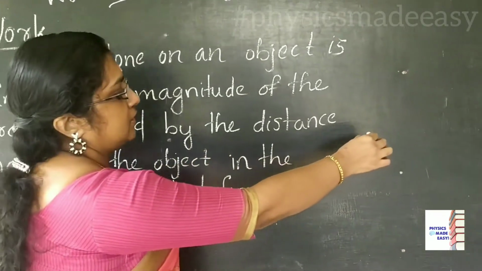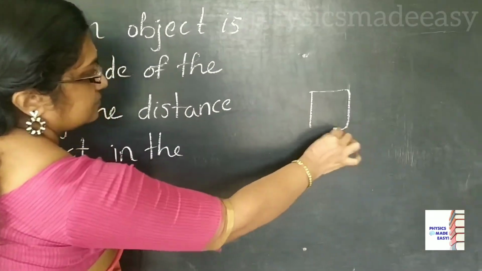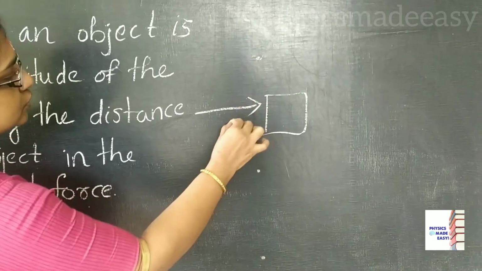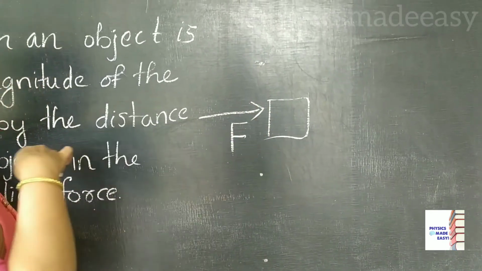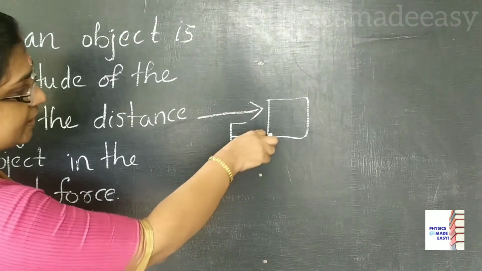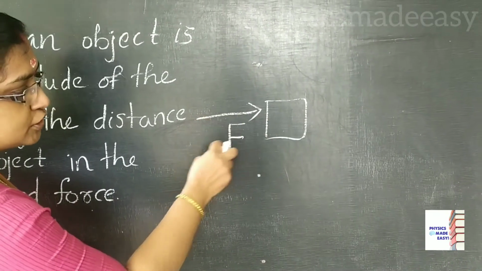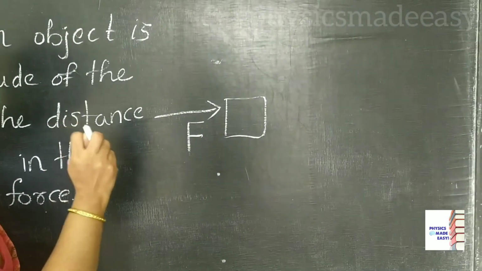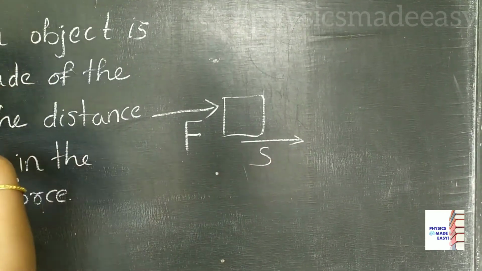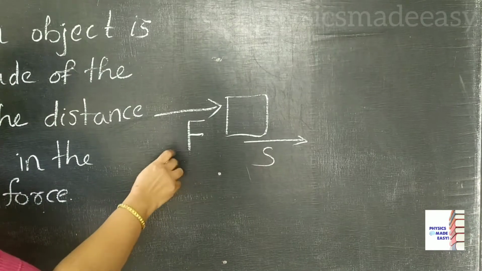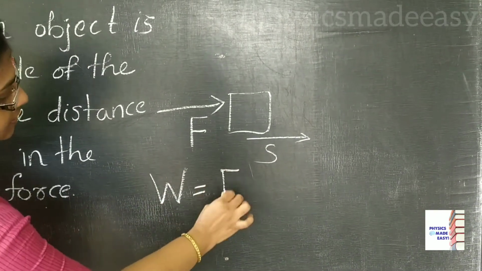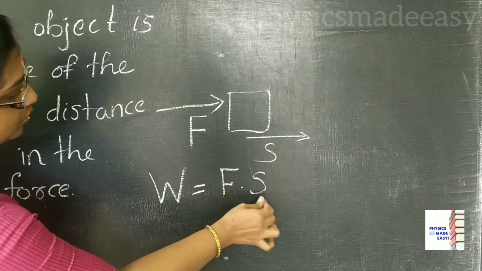Here you can see one object. Now that object is at rest and I am applying a force on this object. We can take that force as F. A constant force is applied on this object. At that time, if you can see the object is moving, we can say work is done. Let us say S is the distance moved by that object due to this force. Then how can we write the equation for work done? Work done is equal to F into S.